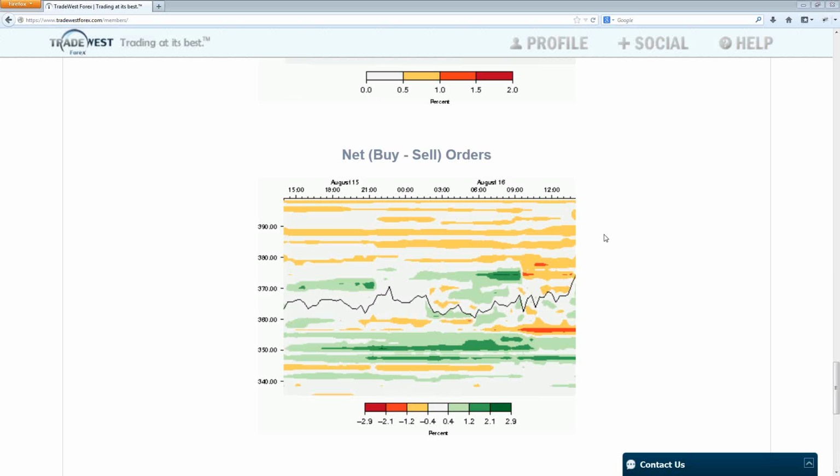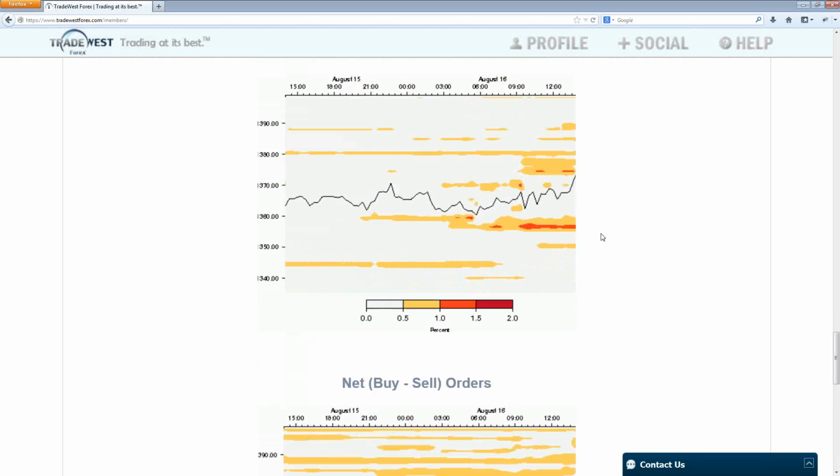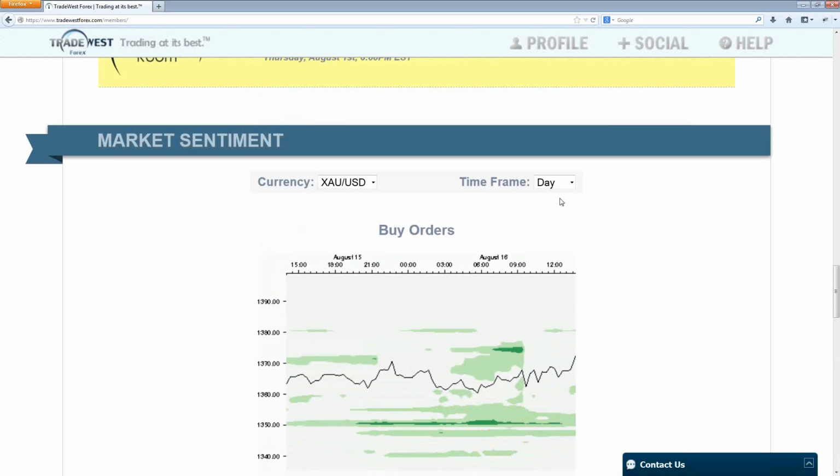So this updates. You'll have to refresh the page to make sure it's updating and active. I think it's on a 30-minute timer. I'll have to double check on that.